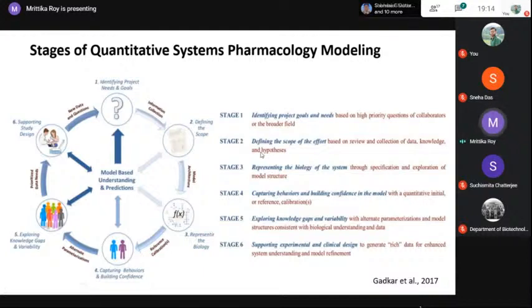Here is the stage where we make a lot of assumptions. We say that we can only model the lung cancer, and we'll assume that the patient doesn't have any other underlying condition which might interfere with the cancer. So this is the stage where there's a lot of hypothesis and a lot of assumptions happen. This is the stage where we actually determine the scope of the model. Then stage 3 is where we represent the biology of the system.